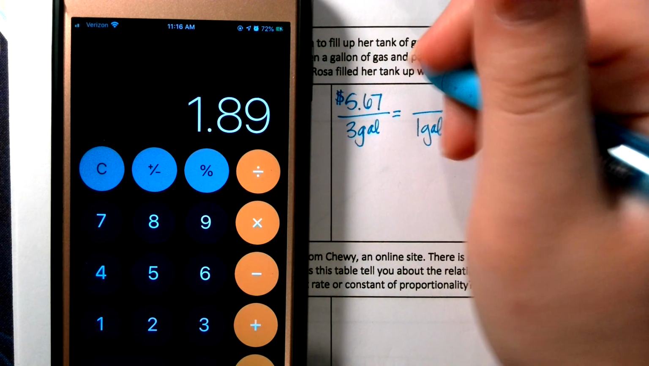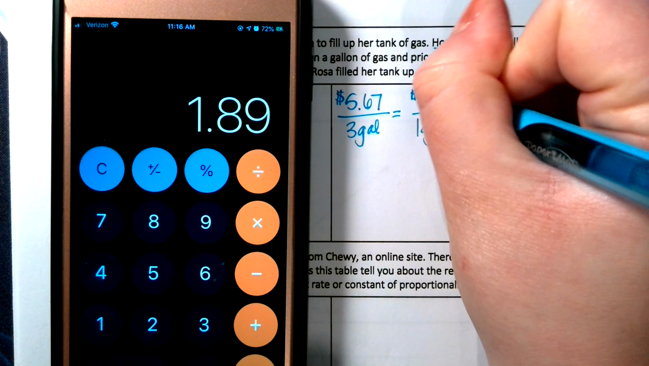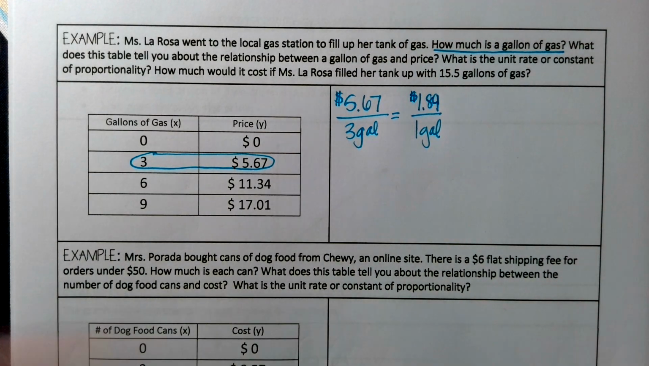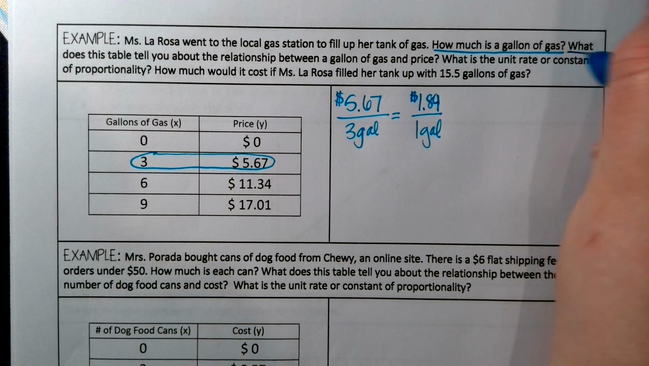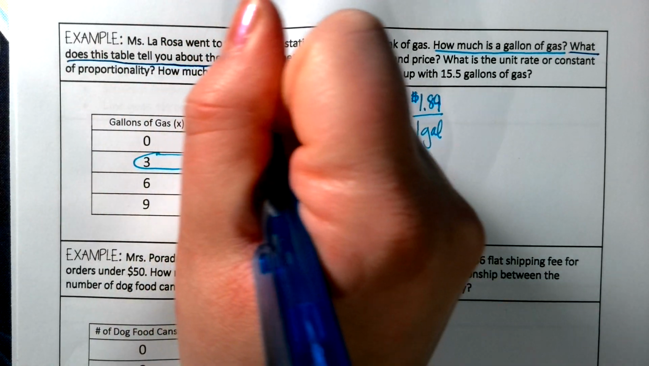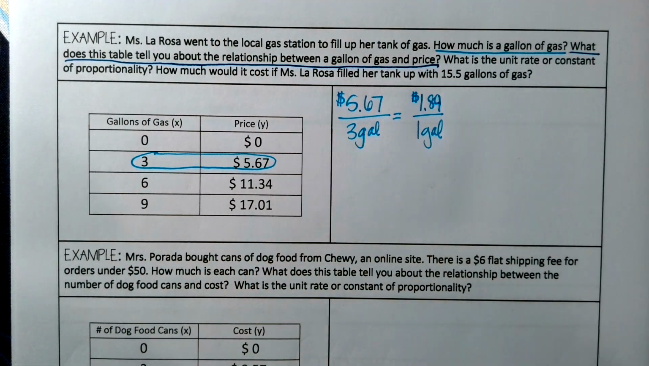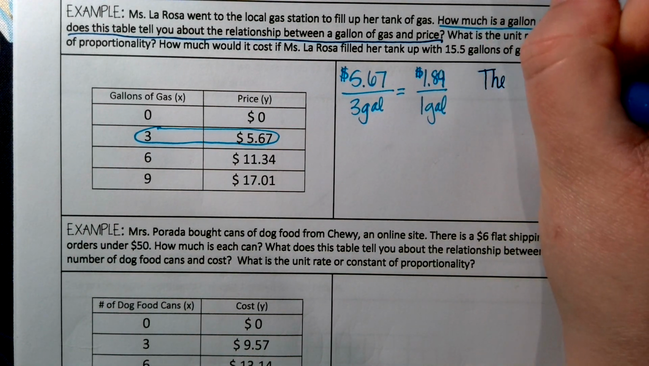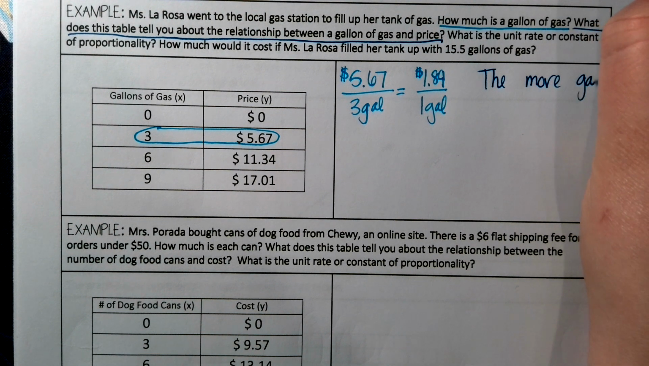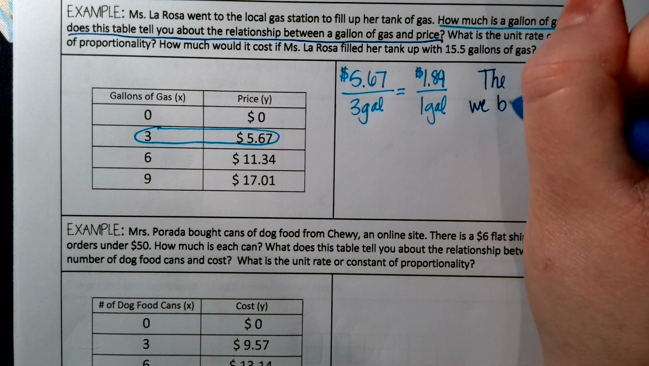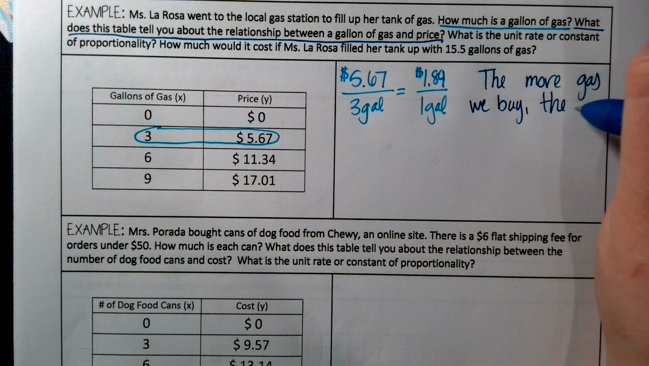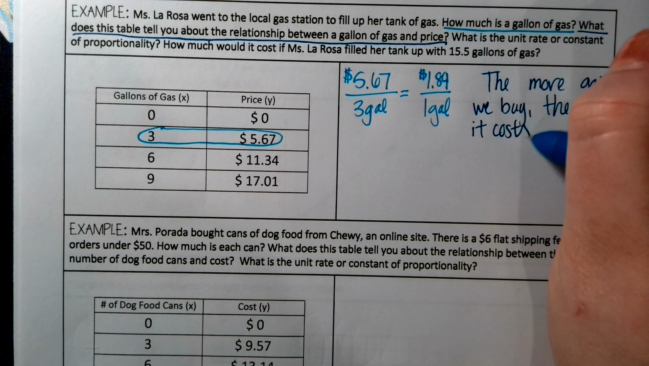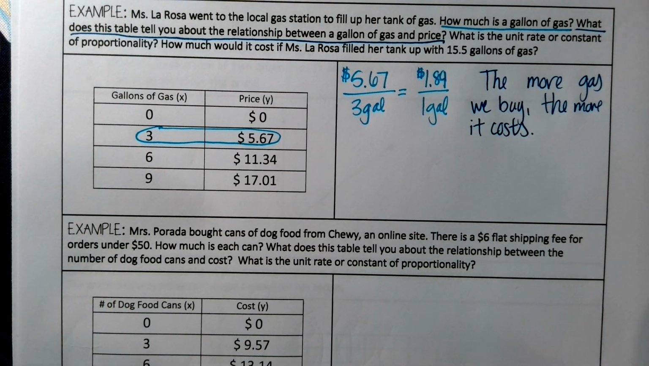There we go. It is $1.89 for 1 gallon of gas. Our next question says, what does this tell you about the relationship between a gallon of gas and the price? What that tells us is the more gas we buy, the more it costs. And that makes sense. If I buy more gas, I should expect to pay more money.